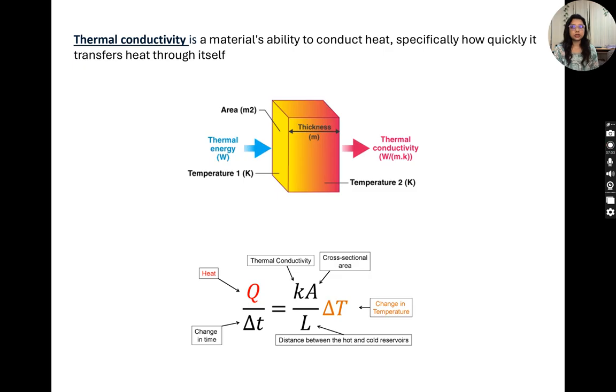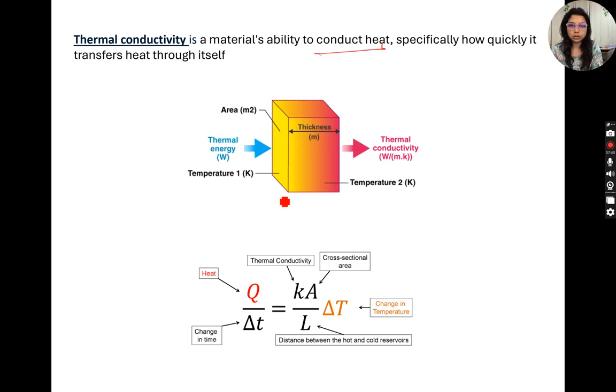As we are talking about heat transfer, there are some more terms which are very relevant to this topic. First is thermal conductivity, which is a material's ability to conduct heat, specifically how quickly it transfers heat through itself. It applies to any kind of material, like solids or fluids. As we are talking about polymers, in detail we will talk about the conductivity of different polymers.